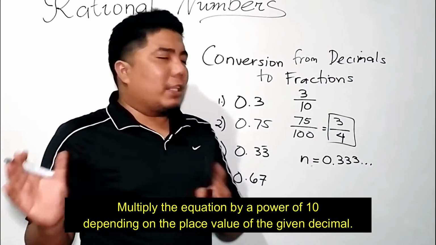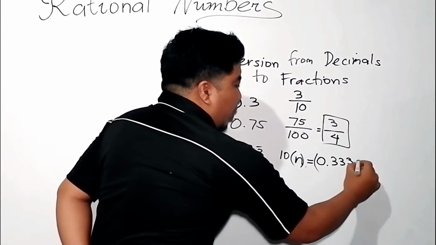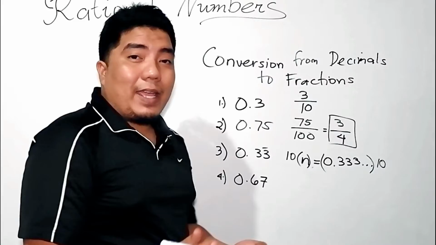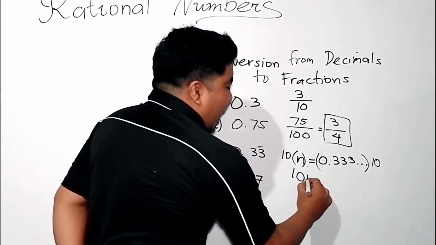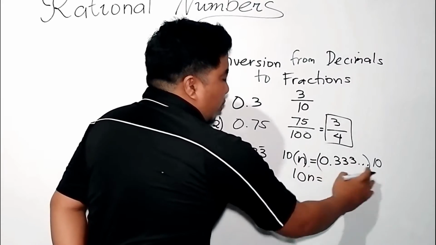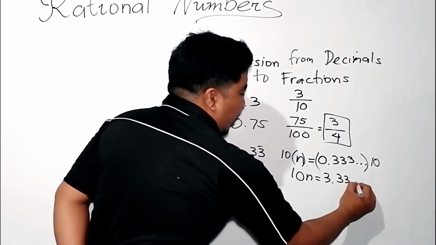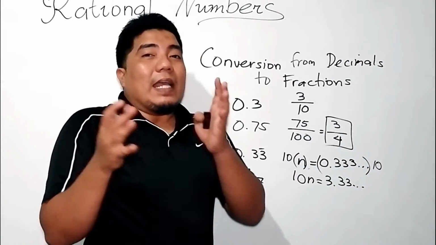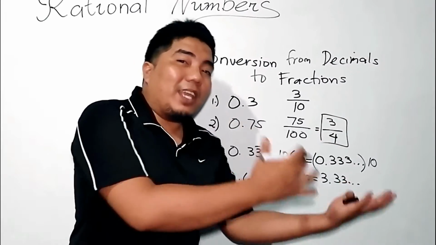Okay, now, the next step you will do is you multiply it by 10. Okay, you multiply it by 10. So when you multiply this by 10, of course, you also multiply this by 10. Right? Okay, what will happen is it will become 10n, and this will also become 3.3333, and it will never end. Right? Okay, so you have now 10n is equal to 3.3333.